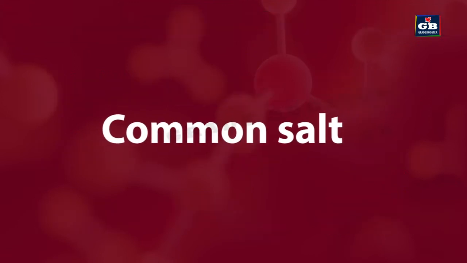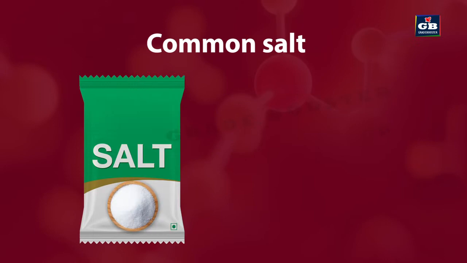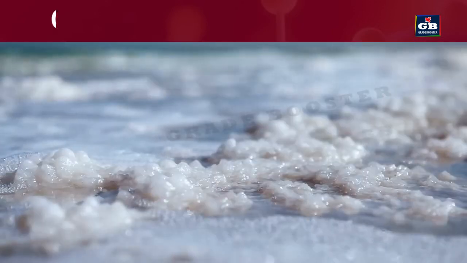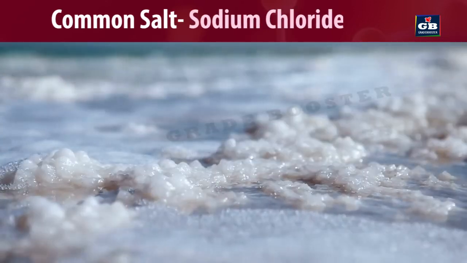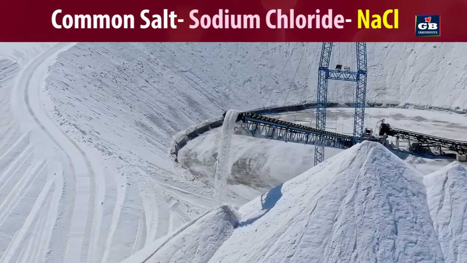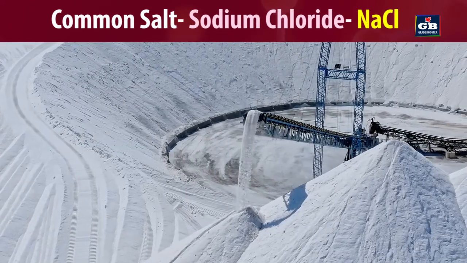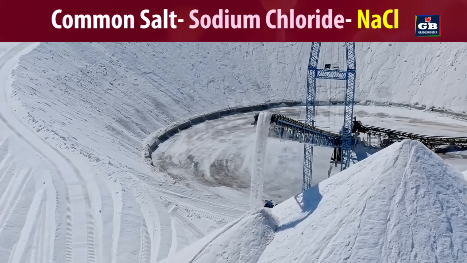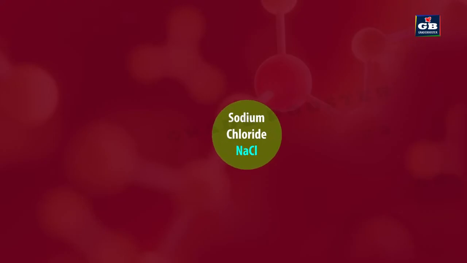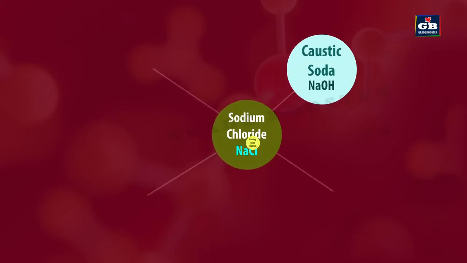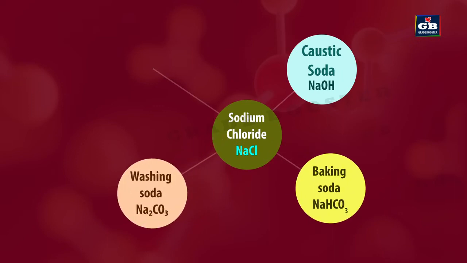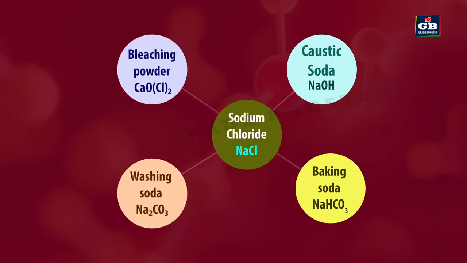Now let us learn about the important salt, that is sodium chloride. Since it is used in our day-to-day life, it is also called common salt. But do you know that it is the main ingredient in making many useful chemical compounds? Sodium chloride is used to make caustic soda, baking soda, washing soda and bleaching powder.